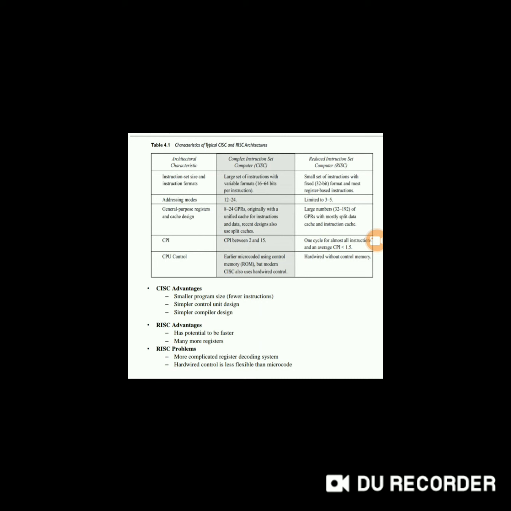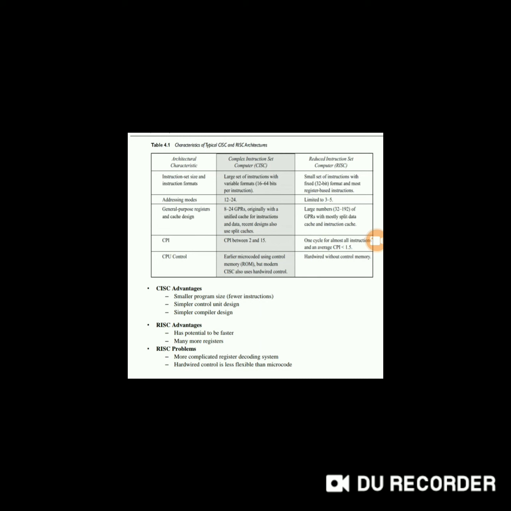The fourth characteristic is CPI. In CISC, CPI is between 2 to 15, and in RISC, it is one cycle for almost all instructions, and the average CPI is less than 1.5.